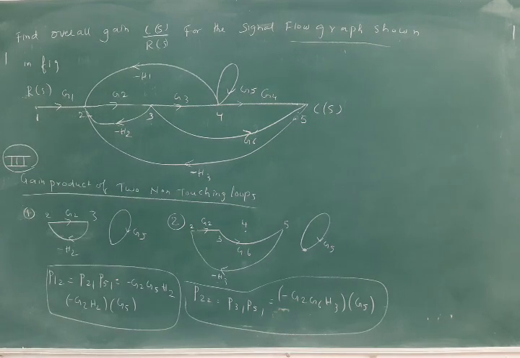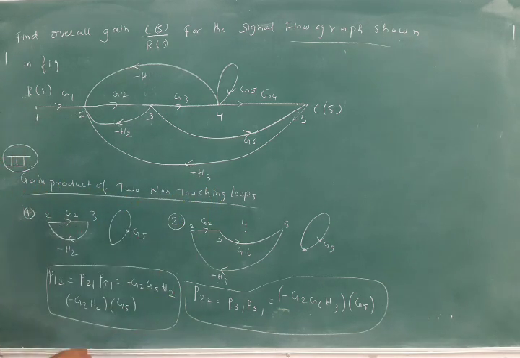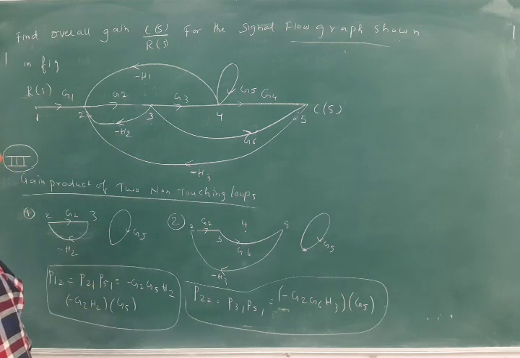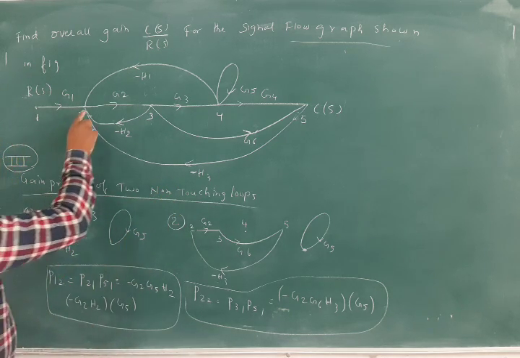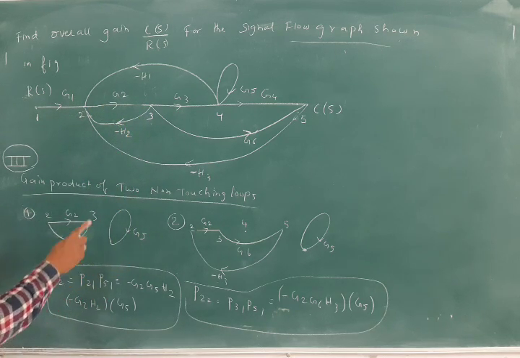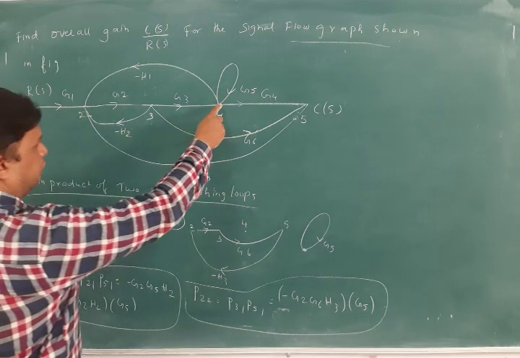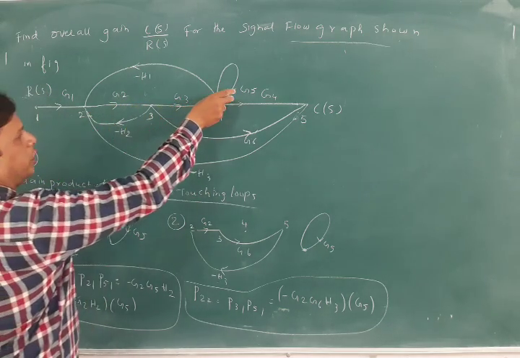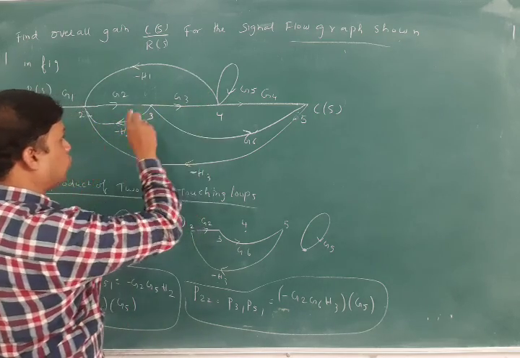As we know, the next step is the gain product of two non-touching loops. In this particular signal flow graph, non-touching loops are loops that do not touch each other. Here we have 2, 3 and minus H2, and this is a non-touching one. So we have to find the combinations of two non-touching loops. The first combination is this 2, 3, H2 and G5. These are non-touching, this is separate and this is separate. We call these two loops non-touching loops. So this is the first combination of two non-touching loops.